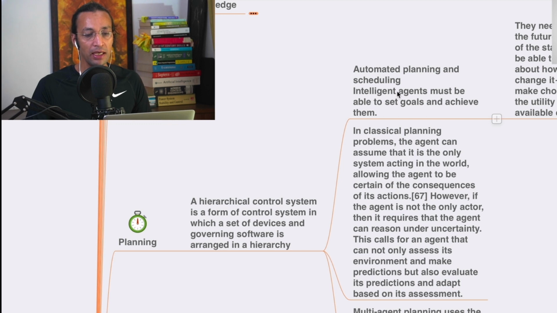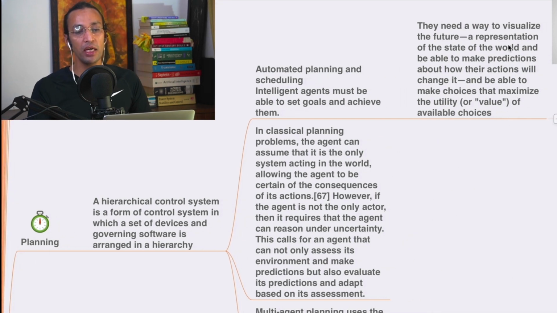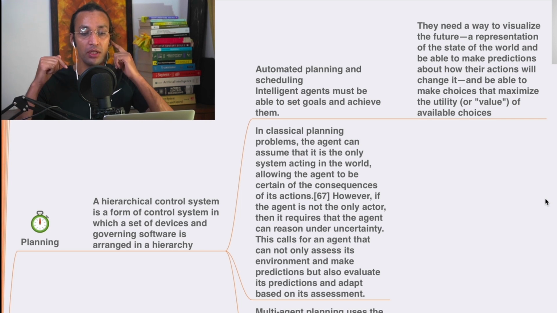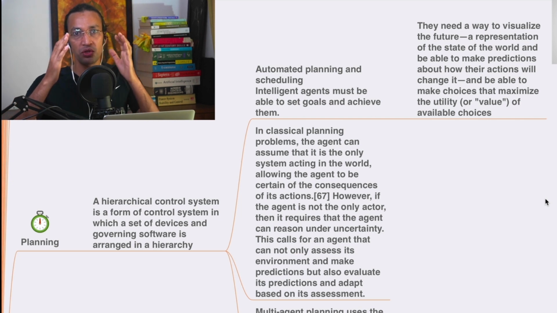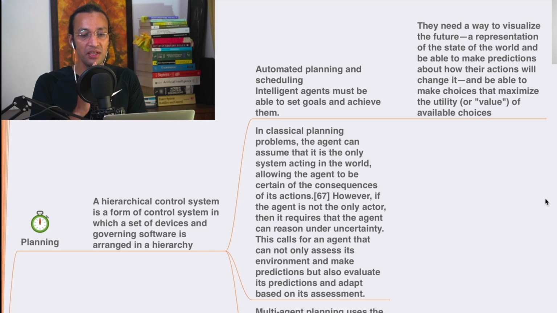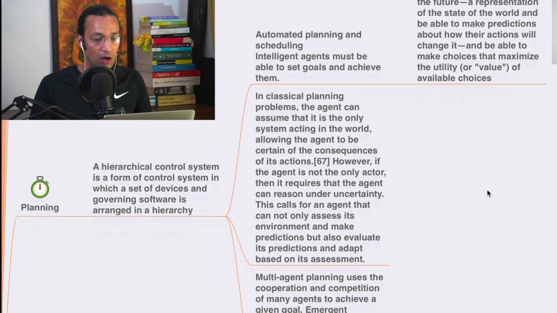So then automated planning and scheduled intelligent agent must be able to set goals and achieve them. So in AI, planning means automated planning and scheduled intelligent agent must be able to set goals and achieve them. Okay, it is very simple, and they need a way to visualize the future, a representation of the state of the world, and be able to make predictions about how their actions will change it, and be able to make choices that maximize the utility value of available choices. Like it's finding the optimized way which gives you more utility, optimization, and greater value. Okay, this is how planning is done.